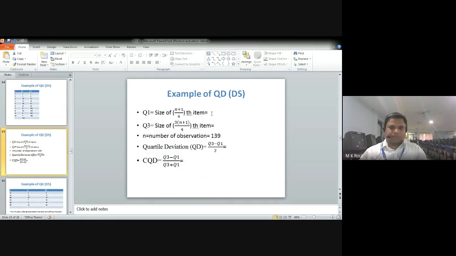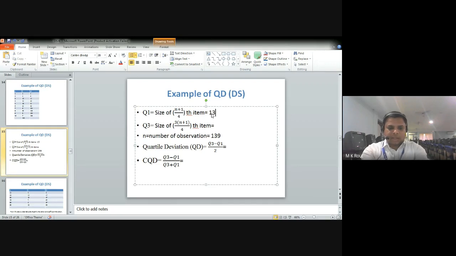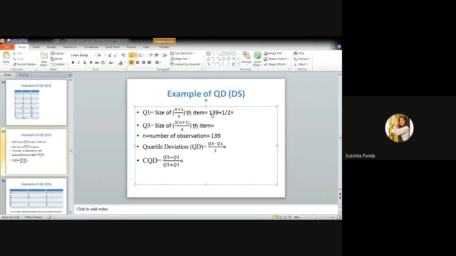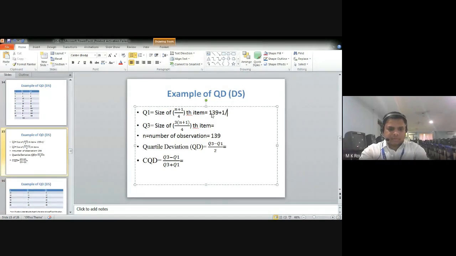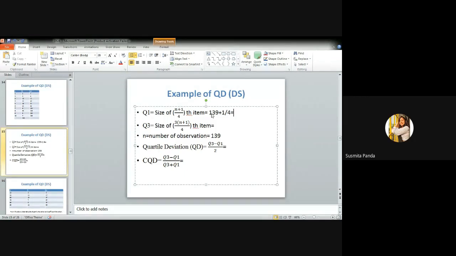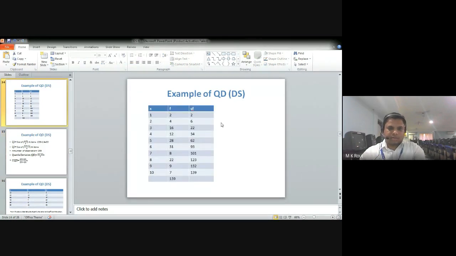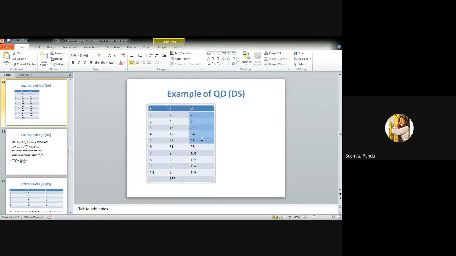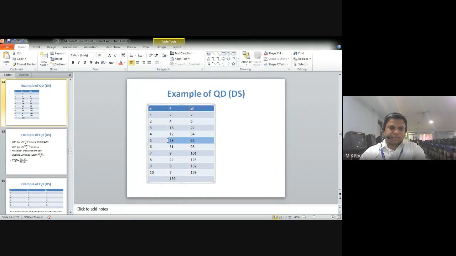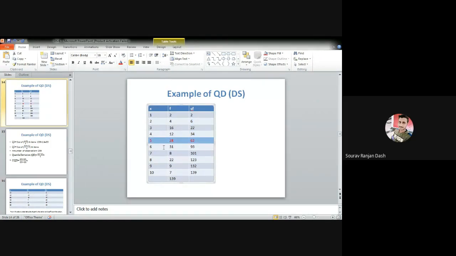Just put it in the formula. That means 139 plus 1 divided by 2. Just calculate, 140 divided by... sorry, divided by 4. That equals 35. 35 lies in between which given interval? Our answer is 5.